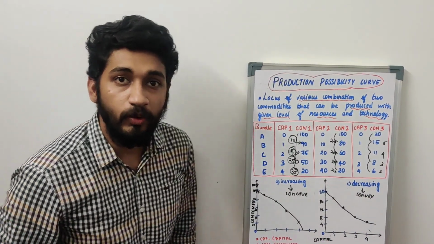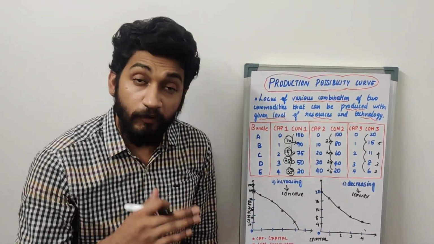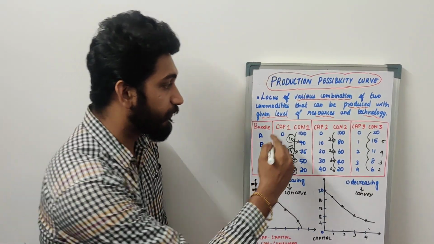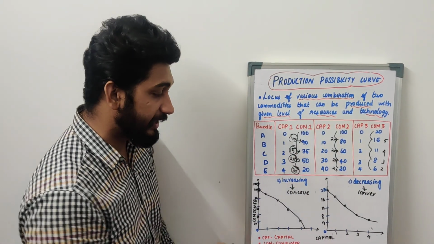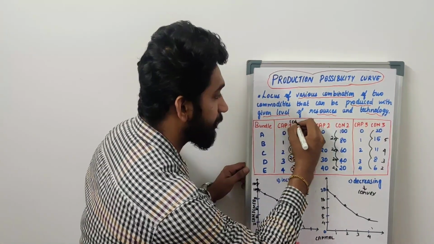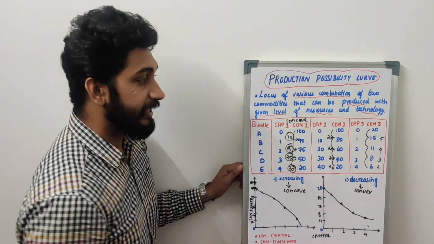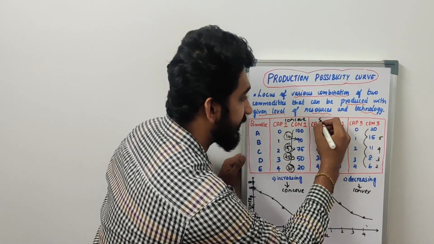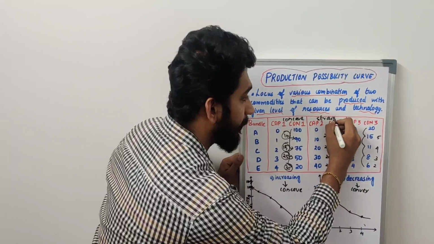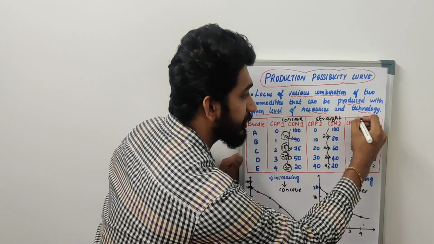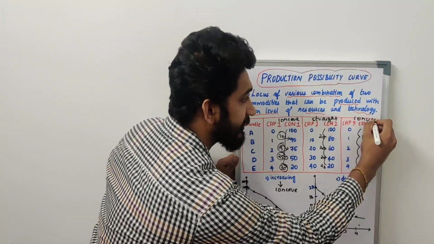So this is how the PPC curve will be for different opportunity costs. For the first one, that is increasing, you can see we get a concave curve. For equal opportunity cost, it will be a straight line. And for decreasing opportunity cost, it will be convex.